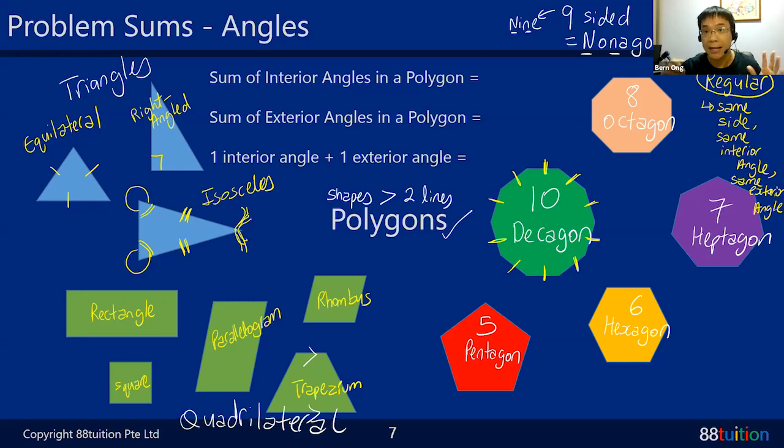So decagon, if I say that it's a regular decagon, means that the sides are all of equal length.